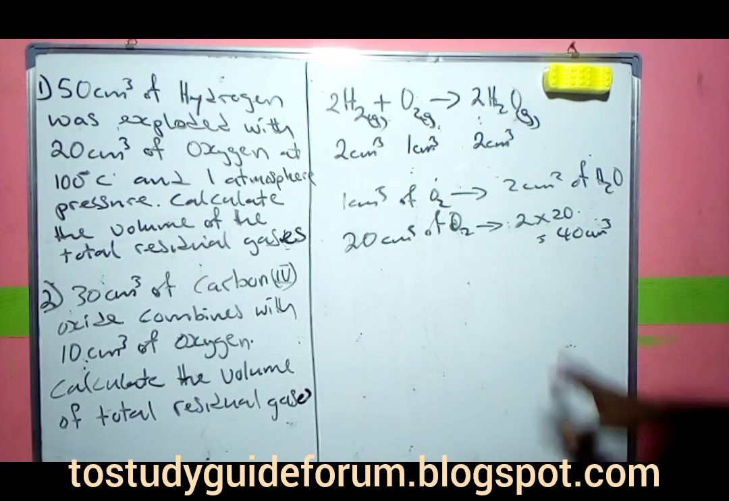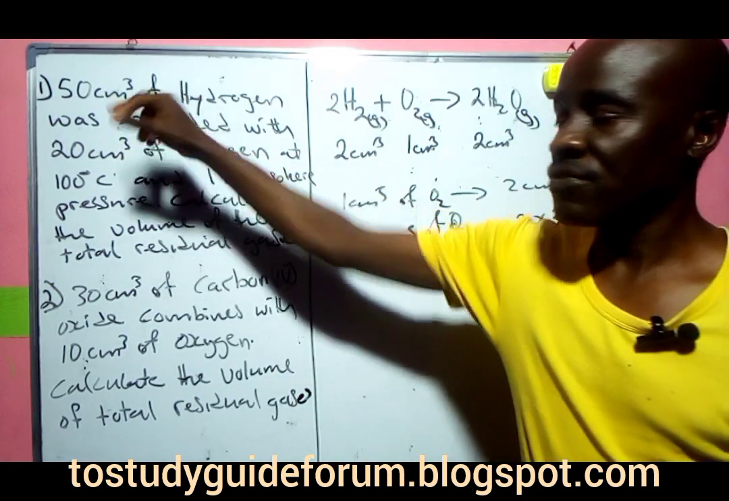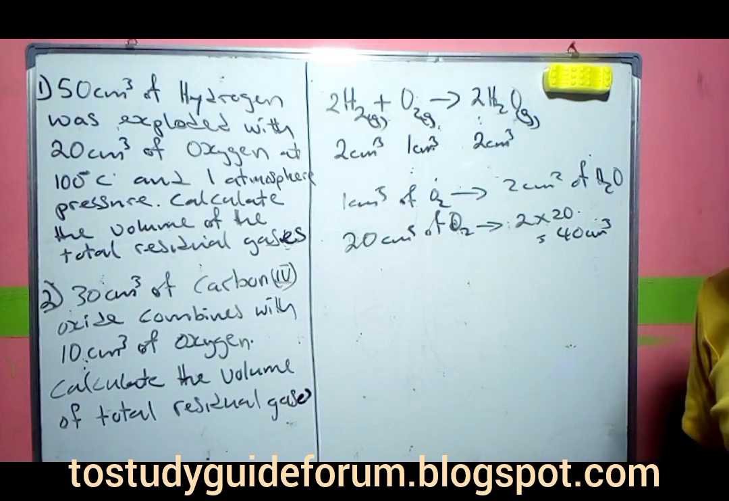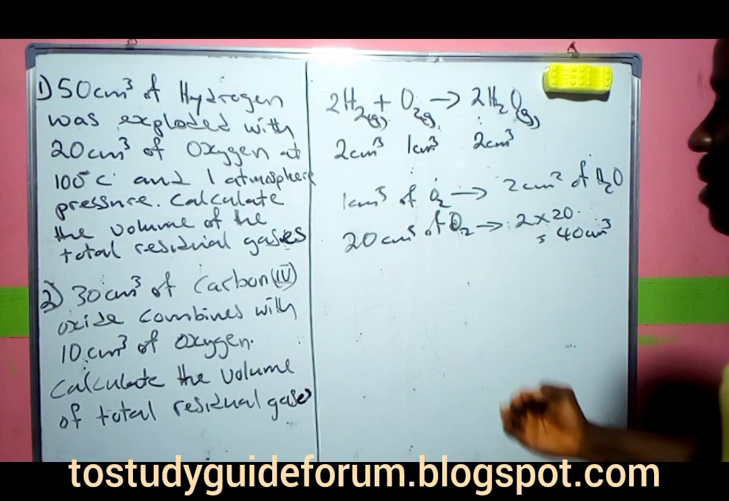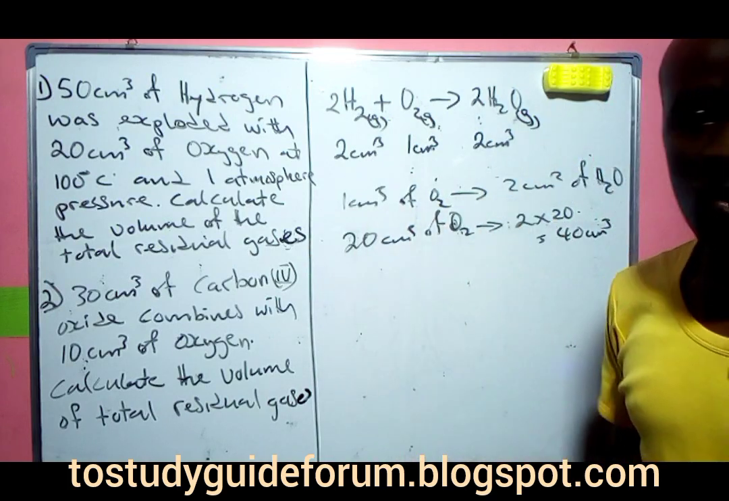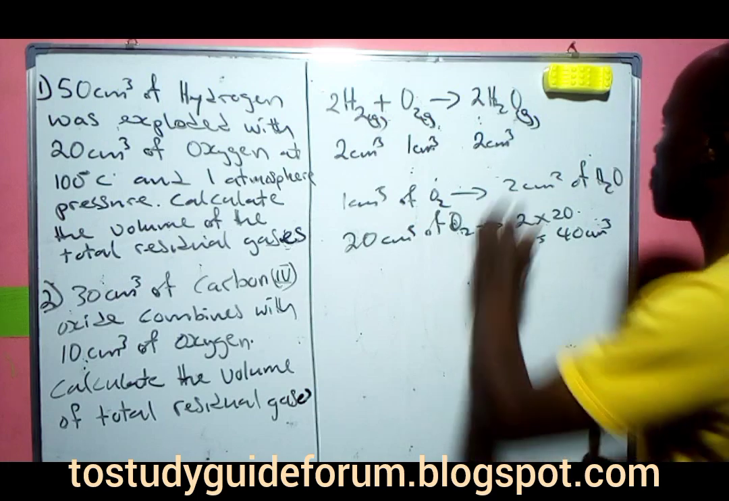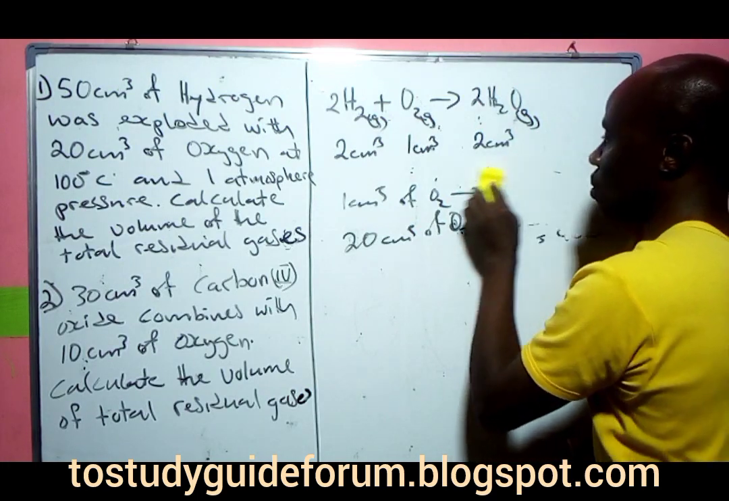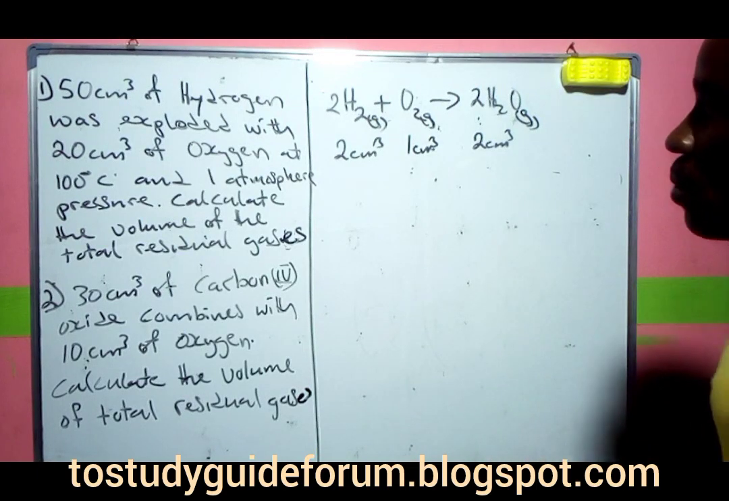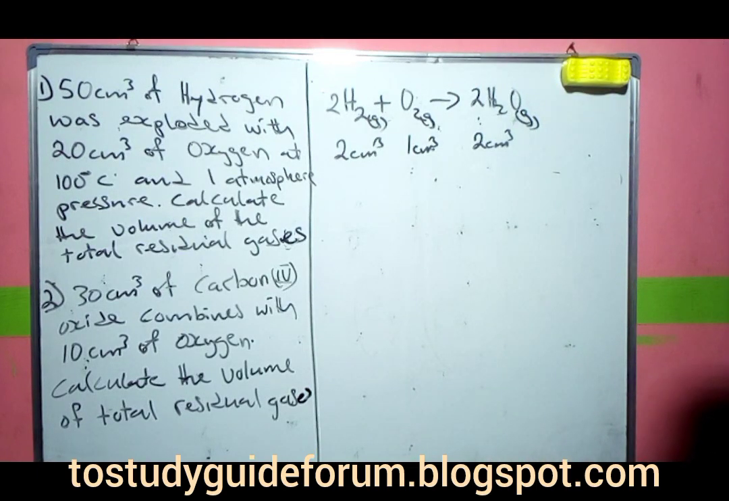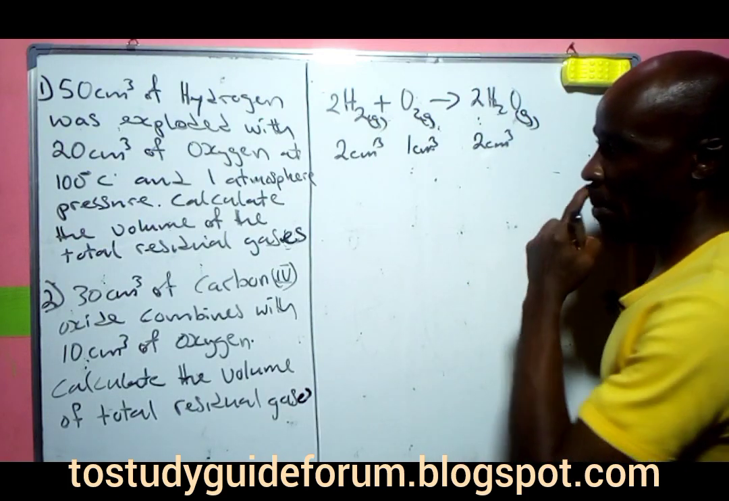So it gives us 40 cm³, meaning that hydrogen is in excess. In other words, oxygen is not enough for this 50 cm³ of hydrogen to react. So now we know the one that is in excess. This determines the approach we are going to use in solving this problem. It's going to help us in knowing how to solve the problem effectively. So now we know the one that is in excess, and the one that is not enough.